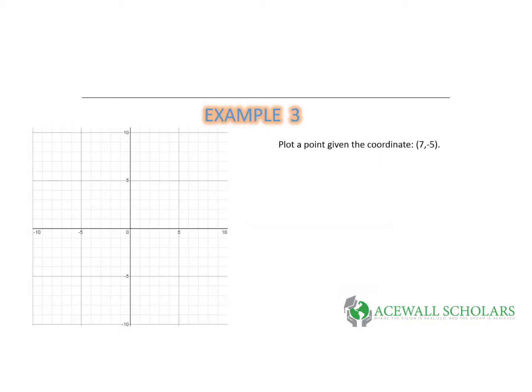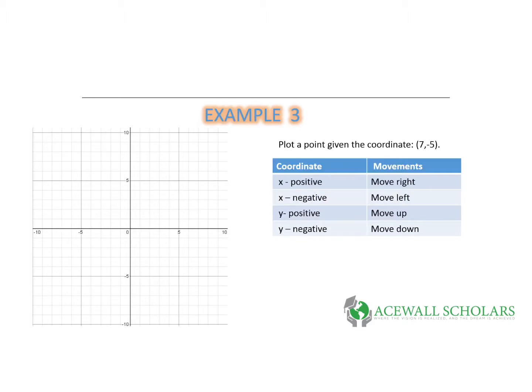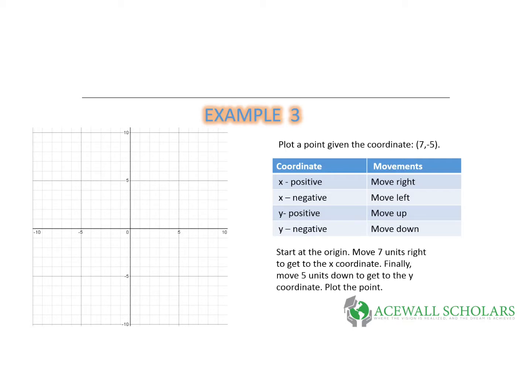Finally, for example 3, we will plot a point given the coordinate, and here the coordinate will be (7, -5). As a reminder, when x is positive, you move to the right. When x is negative, you move to the left. When y is positive, you move up, and when y is negative, you move down.